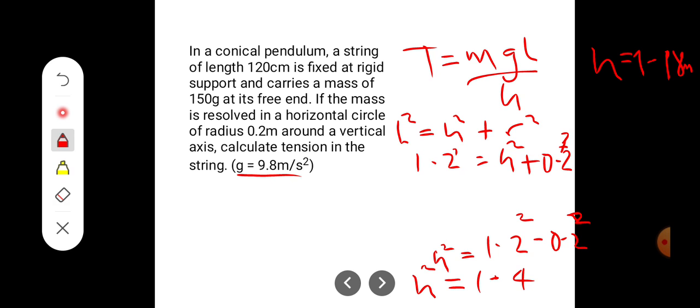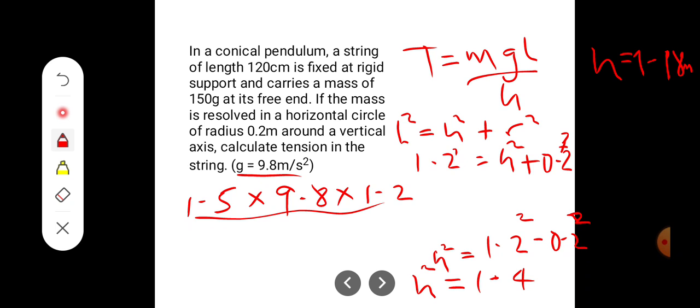So in that case, I'm going to have my m is 1.5 kilogram according to that, times g, which is 9.8, then multiply by your L, which is already 1.2, and everything is divided by h. We just got h to be 1.18. It's supposed to be a point, please.